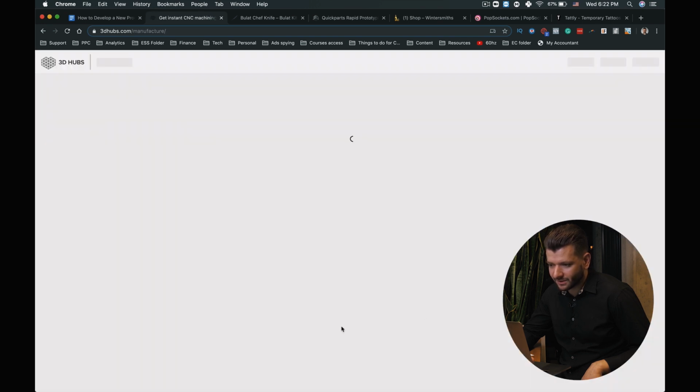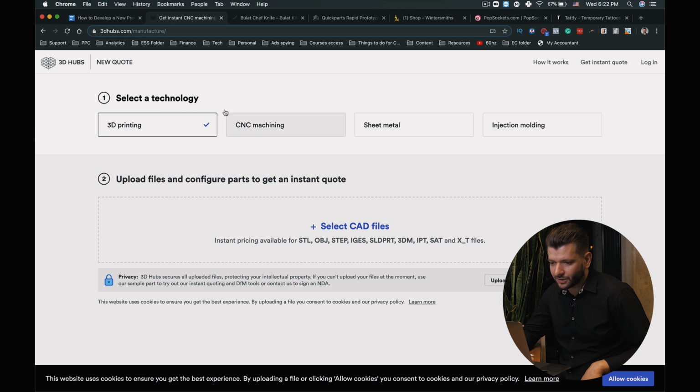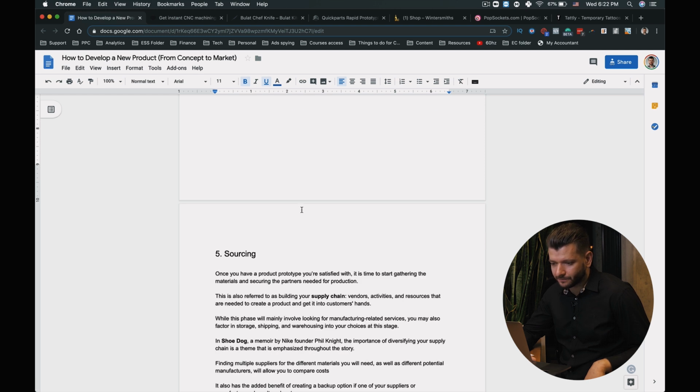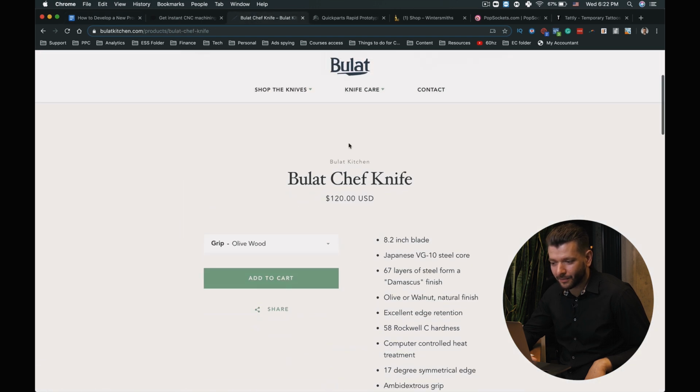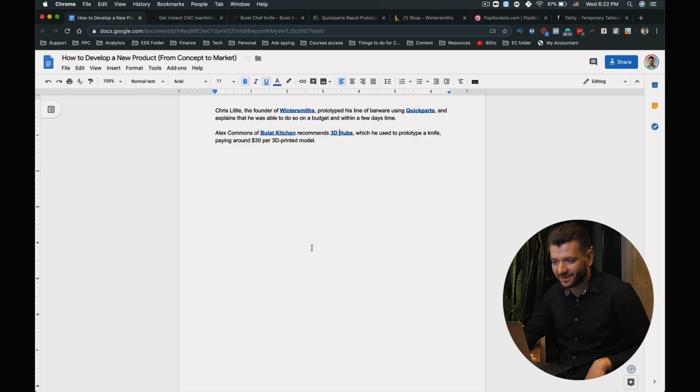So you can go through this process, fill out all of the information. If you have your CAD files, again, what I just covered a few minutes ago, if you upload just CAD files, they'll do it for you here. Just upload and they'll give you a quote. Very simple and very painless process. And so you can see he paid like $30 per 3D printed model. So the product that he's now selling for $100, developing a prototype for it cost him like $30, right?